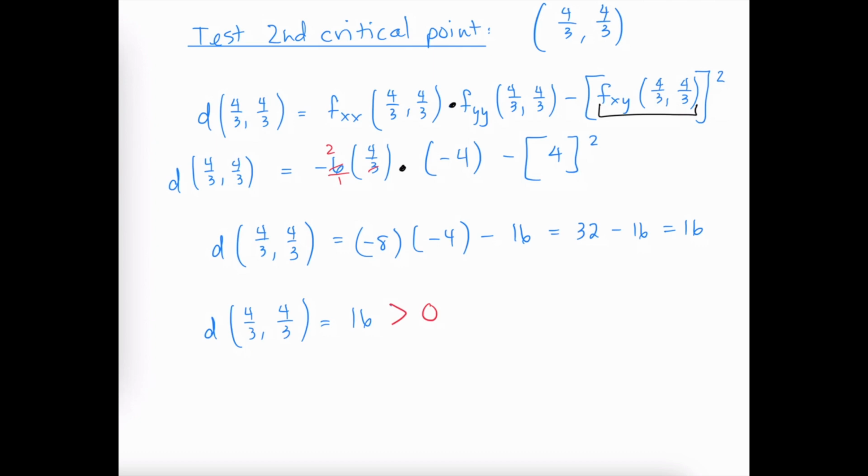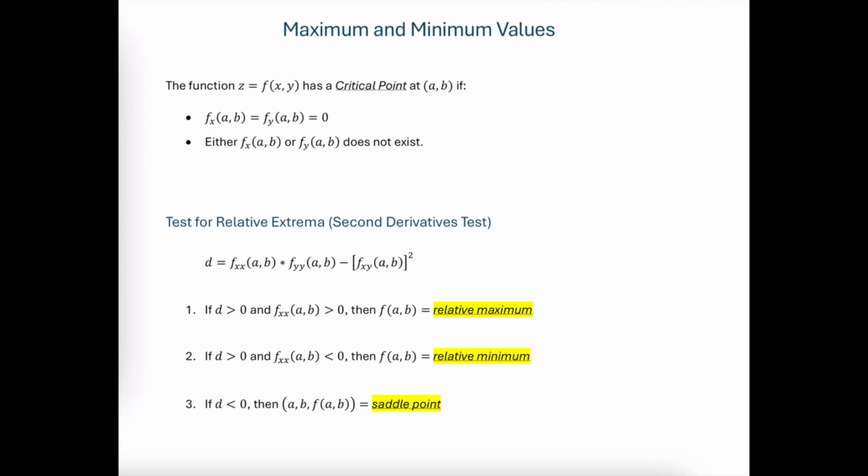And since this is a positive value, we need to consider one more thing. In the second derivative test, it says if that D value is positive, then we need to also look at the second partial with respect to x twice. And the sign on that quantity is going to tell us whether we have a maximum or a minimum. So if the second partial is positive, we have a max. If the second partial is negative, we have a min.